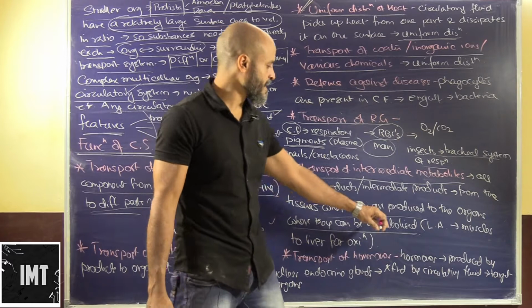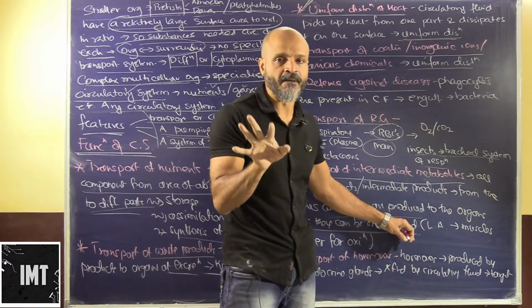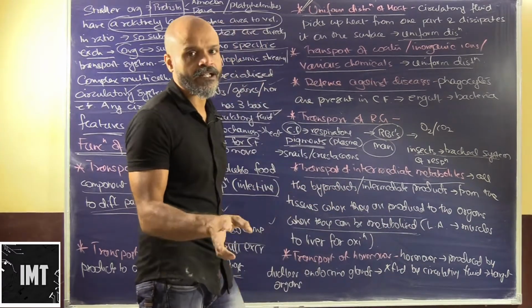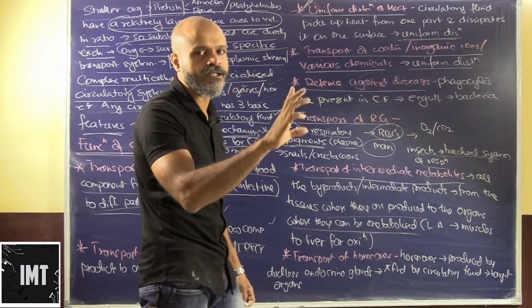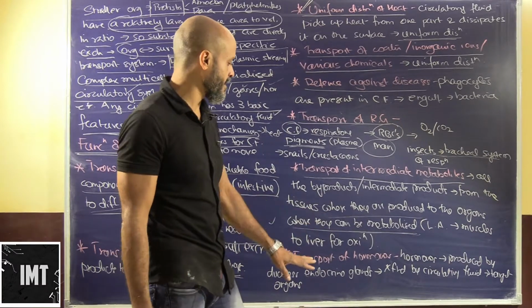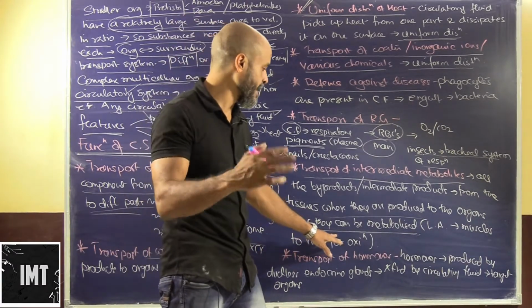Okay, so that is basically also done by blood. So byproducts or intermediate products which are formed have to be carried from the site of production to the organs where they will be again metabolized.